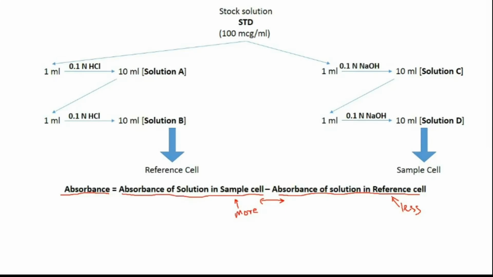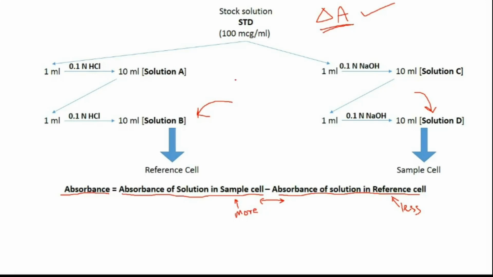Now consider today's experiment. We are using one solution in acidic condition whose absorbance is less and the other solution in basic condition whose absorbance is more. We are interested in delta A. We are interested in the difference in the absorbance. We don't care what the actual absorbance of solution B and of solution D is. Their absolute value I don't care. What I care about is only the difference.